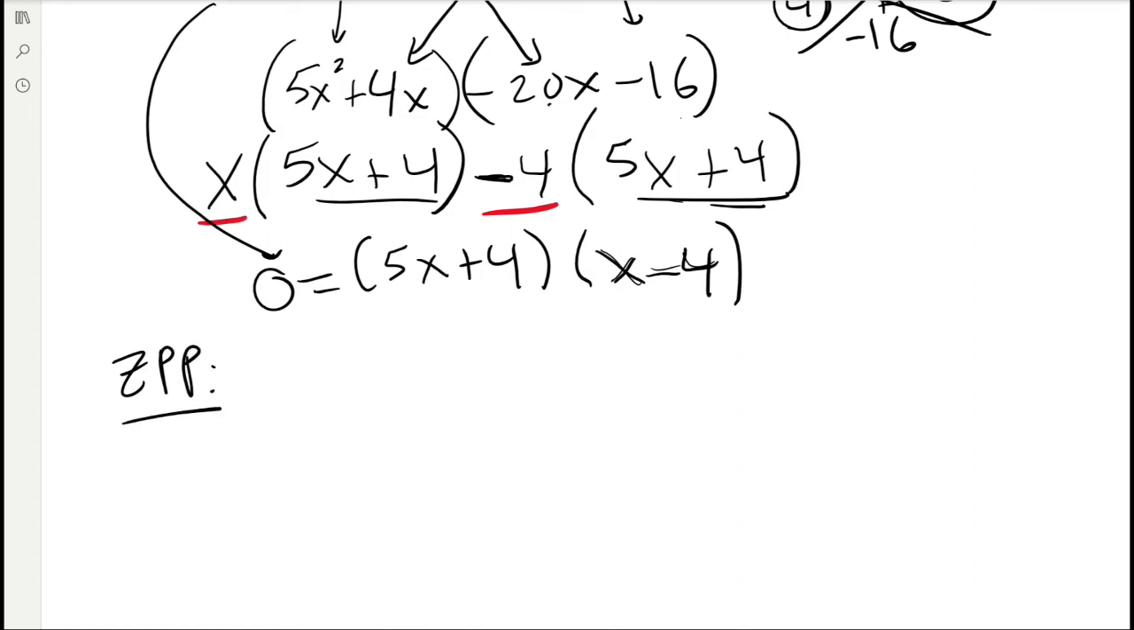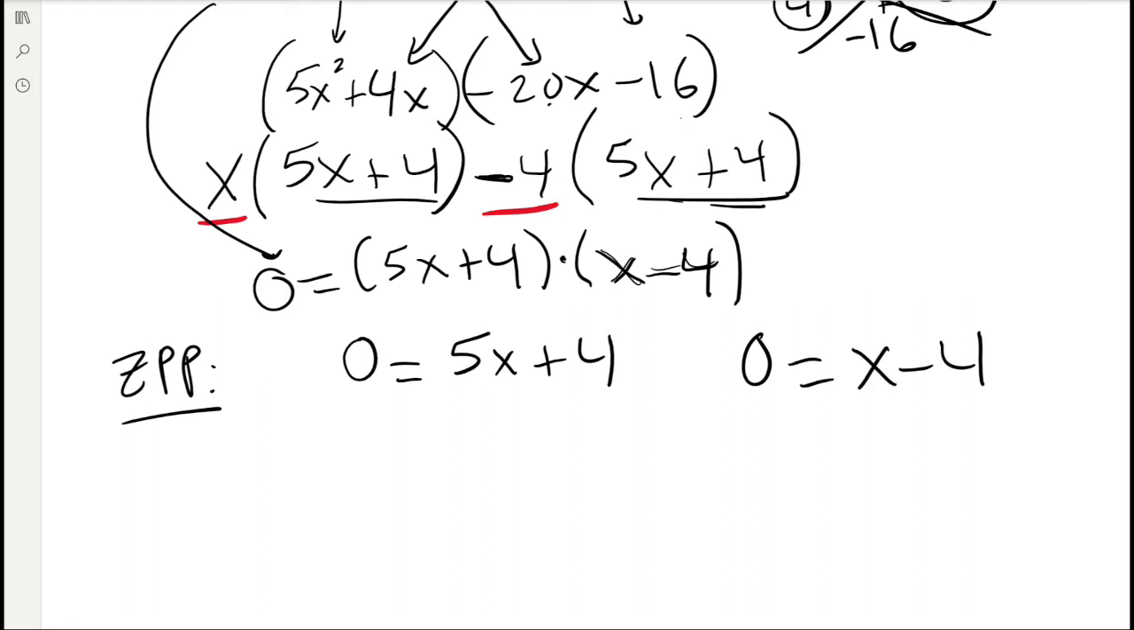Remember that the zero product property states that if you have two things multiplying and it's equal to 0, then each of those factors are equal to 0 separately. So now we send them both to 0 and then we solve.